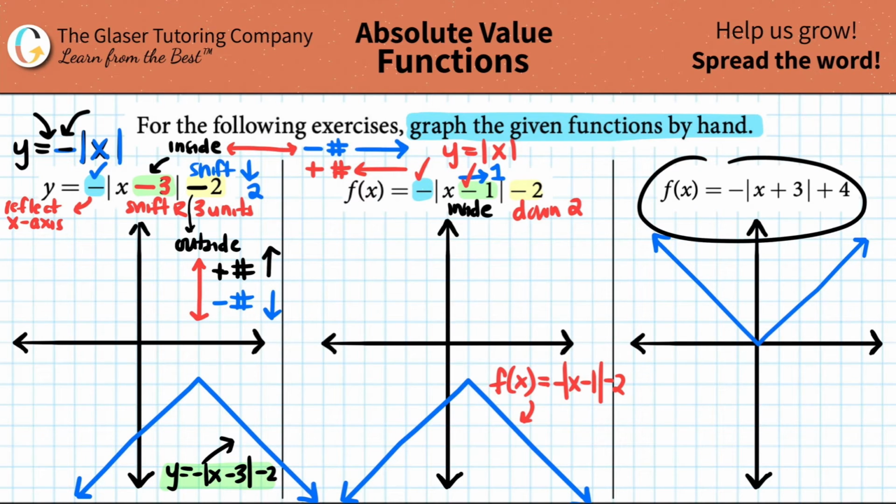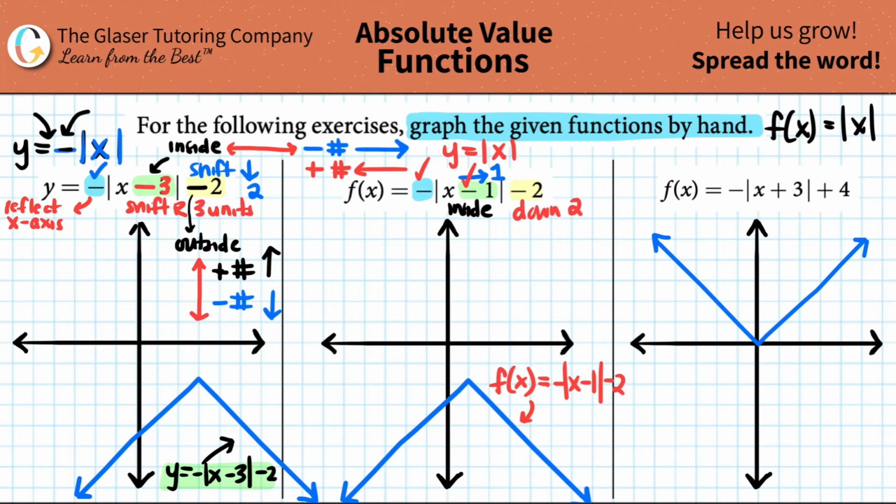Doing the same thing for now, f of x equals negative absolute value of x plus 3 plus 1. Or actually plus 4. Remember, the default is y equals just the absolute value of x, or we could even say f of x equals the absolute value of x. So what are the 3 things that are different? This negative in the front, this plus 3 inside the function, and this plus 4 outside the function. The negative in the front means reflection.